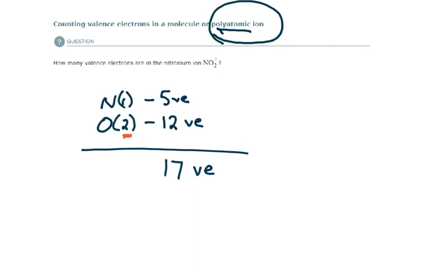Now, the reason molecules are neutral is because the number of protons equals the number of electrons. You have to remember the charge on a proton is positive and the charge of an electron is negative. So if I have 17 protons and 17 electrons, those charges cancel each other out. Okay? But here we have a polyatomic ion with a net charge of +1.